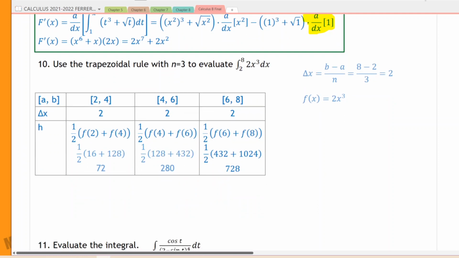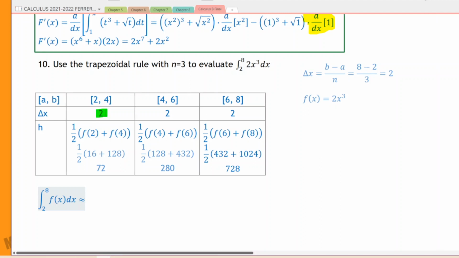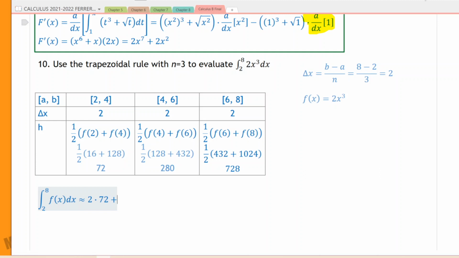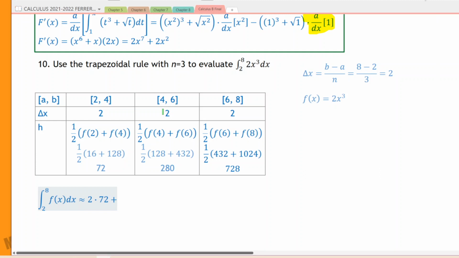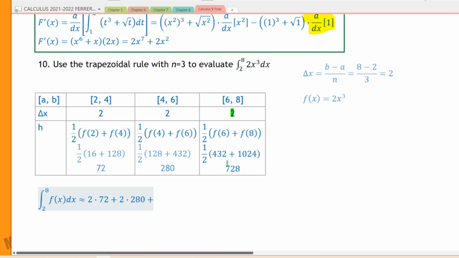And let's just assemble together our trapezoidal approximation. My first trapezoid is a width of 2 and a height of 72. My second trapezoid is a width of 2 and a height of 280. And my last trapezoid has a width of 2 and a height of 728.